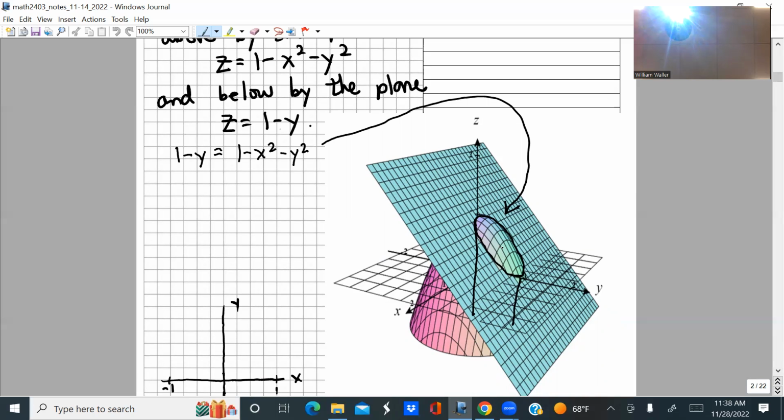Intersecting with that paraboloid is this plane, and it cuts off a little piece of the paraboloid, this little cap here. We were trying to compute the volume of that little cap between the plane, which has equation z equals 1 minus y, and the paraboloid. We were going to find the volume beneath the paraboloid down to the xy plane, then the volume beneath the plane down to the xy plane, and then take the difference of the two.